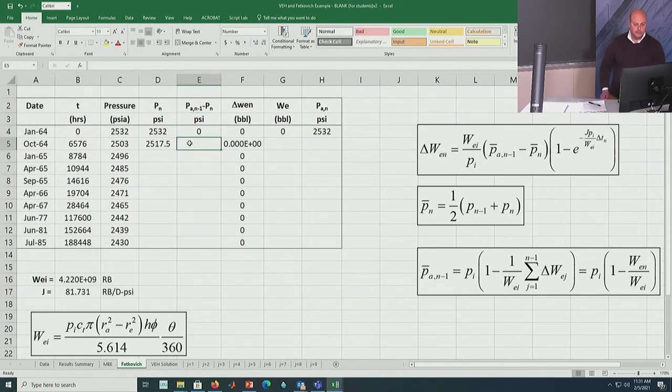And then I want PAN minus PN. So what would that be? This is PA, the aquifer pressure at the previous time level, and that is column H. So what we really want is H4 minus PN, which is D5. And that's important because even though it was 2532 in 3 different places, in the future times that won't be the case. And we're going to drag and drop. So do you understand why that's it now?